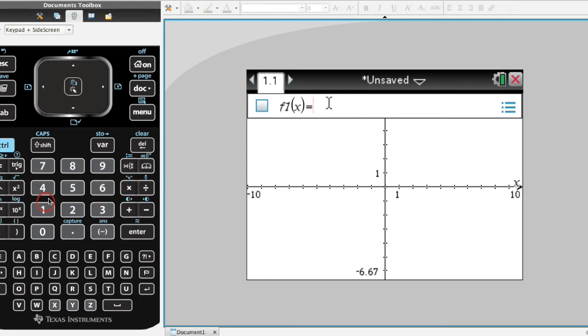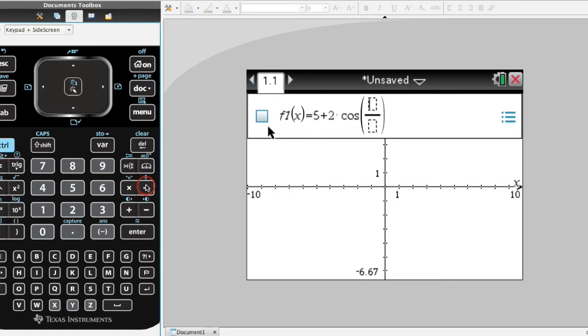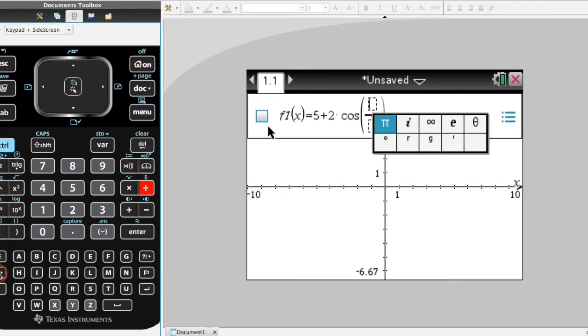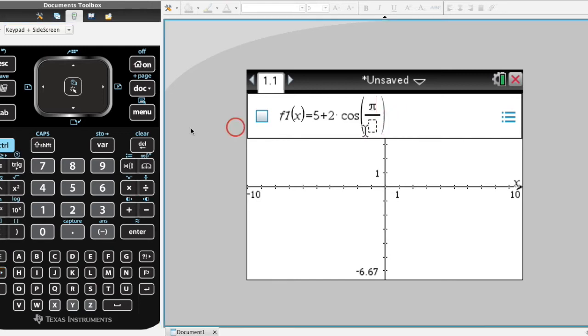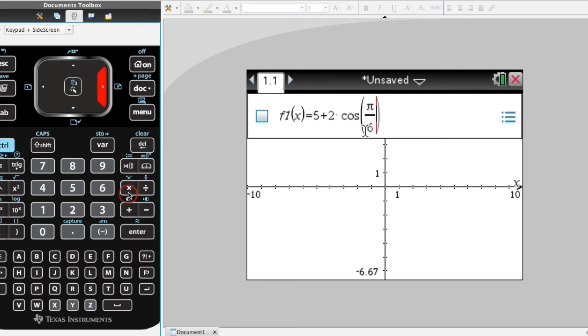So it's going to be 5 plus 2 times cosine of pi on 6 times, now instead of using t, I'm going to be using x here on my CAS. The other thing I'm going to do is I'm going to put in a domain restriction. So I want x to be between 0 and 24. So the time is between 0 and 24.